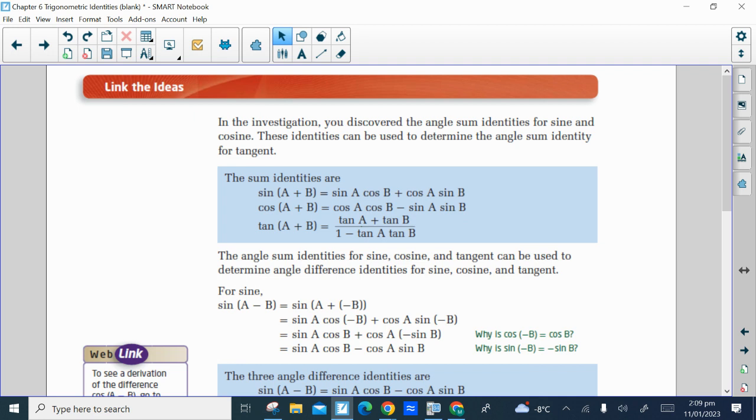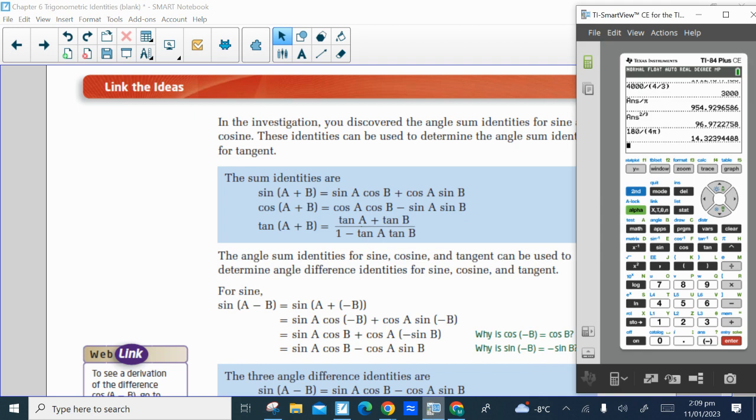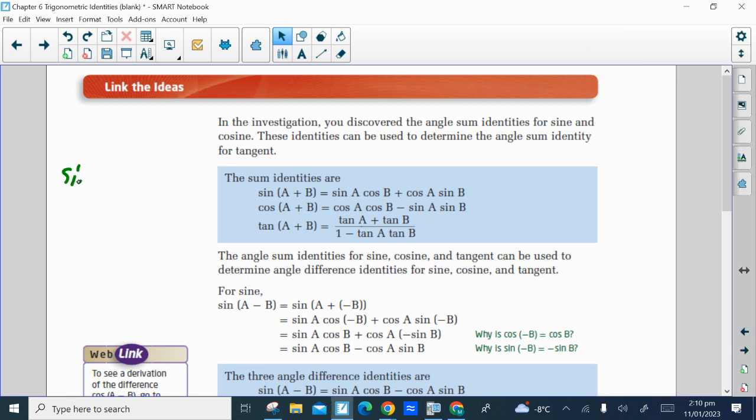So what you have to remember is that the sine of a plus b does not equal sine a plus sine b. It doesn't. Okay? And you can look at a quick example of that in the calculator. My calculator is in degree mode. What I'm showing is that sine of a plus b does not equal sine a plus sine b.